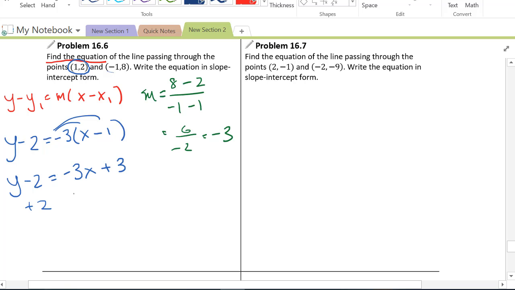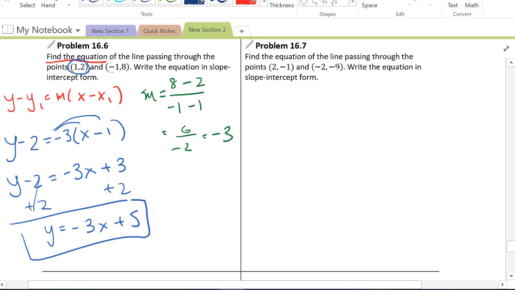And then we're going to add 2 to both sides. So then we get y equals negative 3x plus 5. There you go. That's the equation of the line. And again, if you want to check, you can plug in both those points and check. Okay. Right, so same thing for the next one, right?